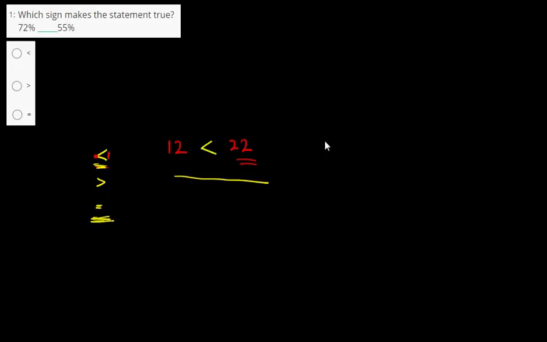Now if I reverse the situation and I have 22 in place of 12 and 12 in place of 22, this whole expression remains the same. The only thing that has changed is the direction. What that means is the greater opening towards the greater number and this smaller side facing the smaller number. And that is it.